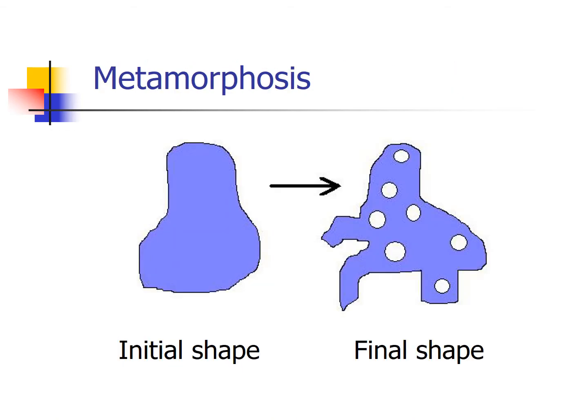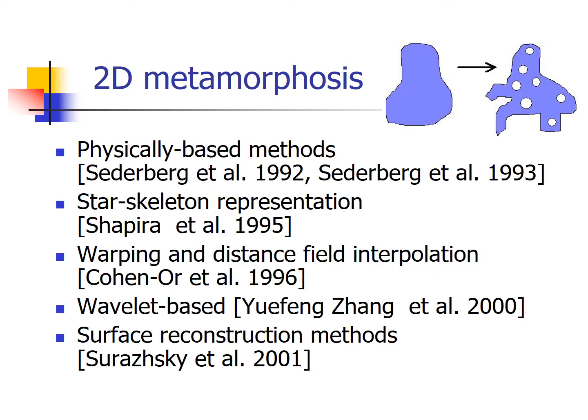This lecture is devoted to the method of shape transformation, including non-linear motion and metamorphosis with using implicit surfaces and function representation solids in more general cases. Approaches to 2D metamorphosis are well developed for two given simple polygons. They use physically based methods, star skeleton representation, warping and distance field interpolation, wavelet-based and surface reconstruction methods. A detailed description is available at the corresponding links.